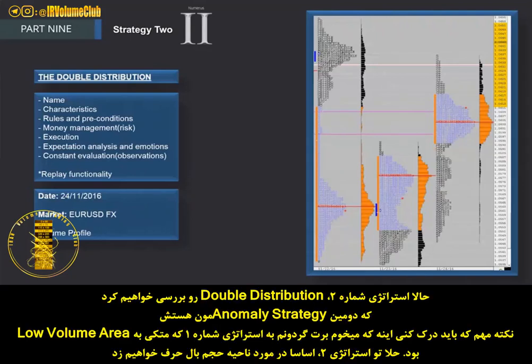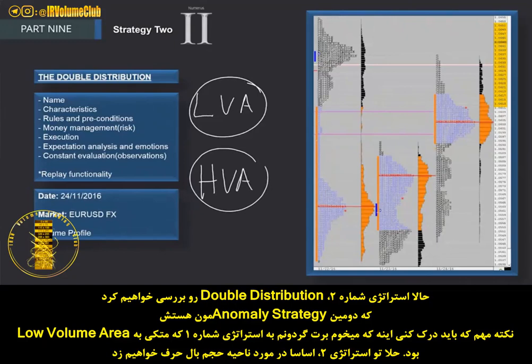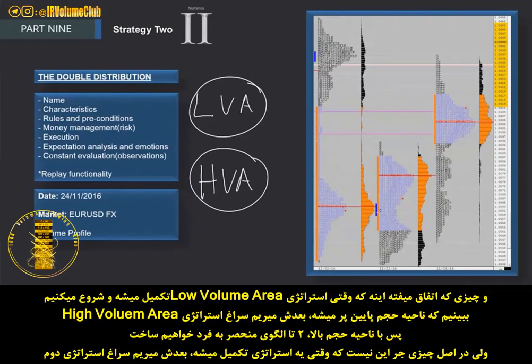We're now going to discuss strategy number 2, the double distribution, which is the second of our anomaly strategies. Now, the important thing to understand is, cast your mind back to when we spoke about strategy 1, and this was all about the low volume area. In strategy 2 now, we're basically going to talk about the high volume area.